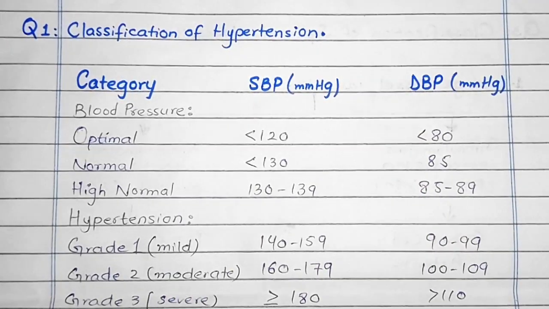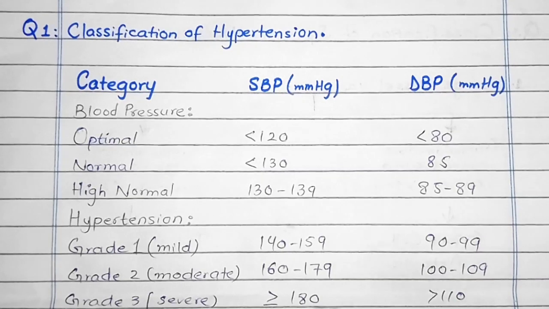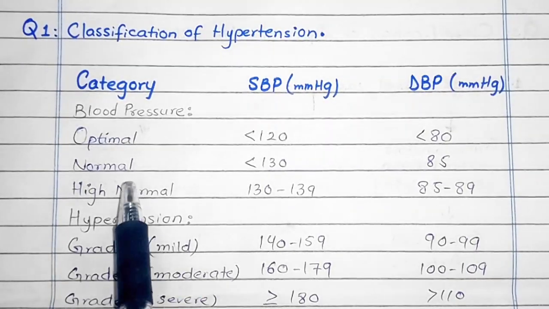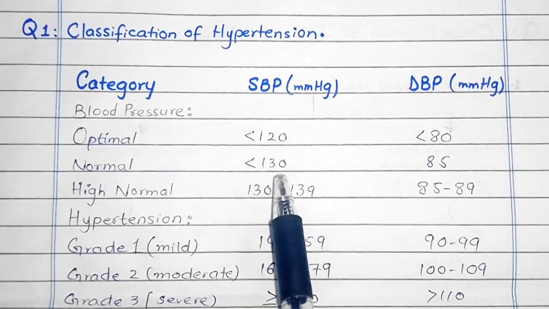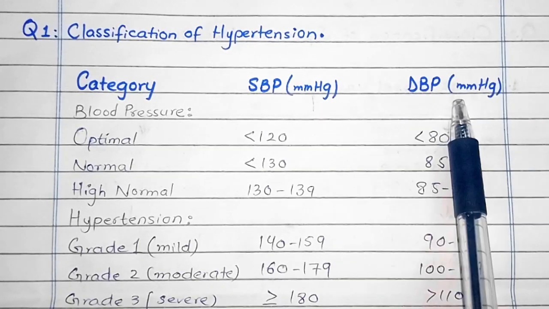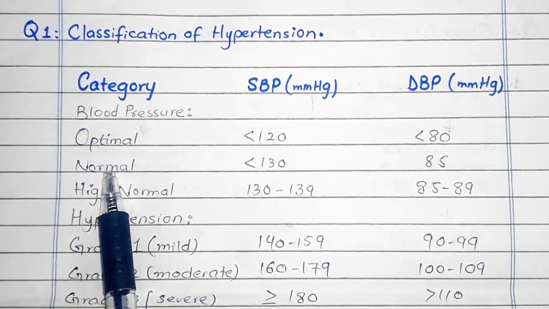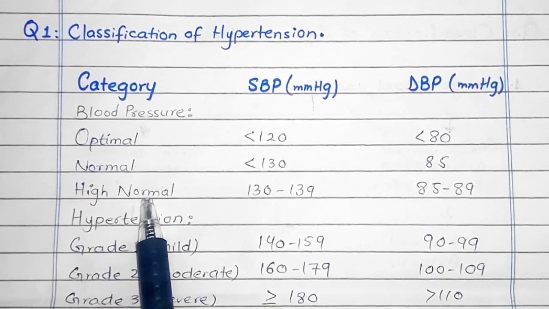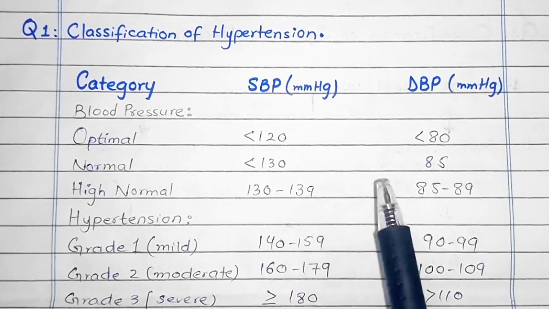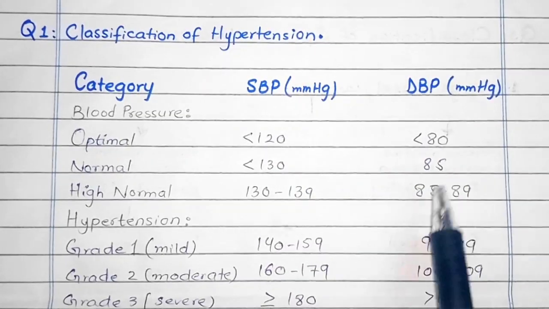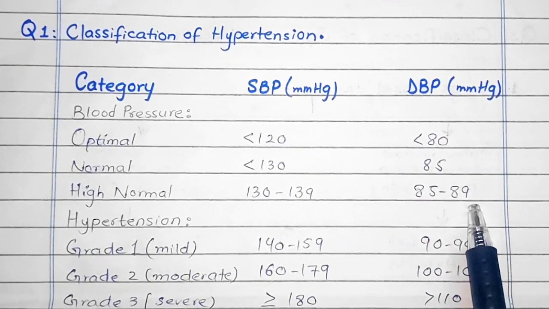So when the total blood pressure is smaller than 120 by 80, then we will call it an optimal blood pressure. Now what is a normal blood pressure? So the normal blood pressure would be when the systolic blood pressure is less than 130 and the diastolic blood pressure is 85. Then we can call it a normal blood pressure. Then we have high normal blood pressure, in which the systolic blood pressure is from 130 to 139 mmHg, that is millimeters of mercury, and the diastolic blood pressure is from 85 to 89 millimeters of mercury.